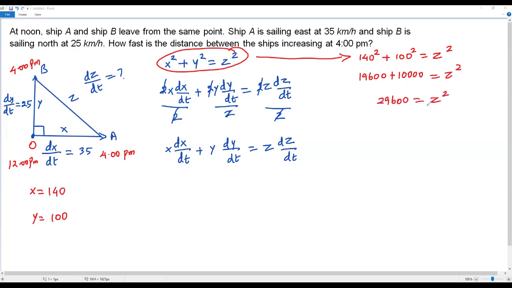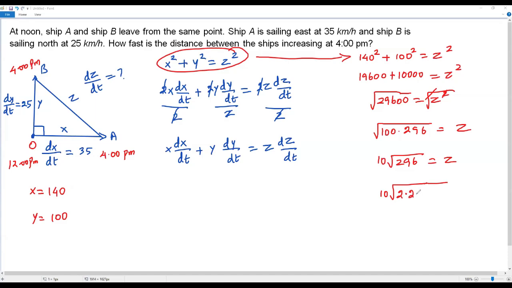So my aim is to get the value of Z at 4 p.m. For that, I have to take the square root on both sides to get rid of the square over here. When you take the square root on both sides, the square and square root cancel out. Now I have to simplify the square root of 29,600. 29,600 can be written as 100 times 296 equals Z. We know that the square root of 100 is just 10. So we get 10 times the square root of 296 equals Z. Further, this 296 can be resolved into its prime factors. When I do so, I'm getting 2 times 37.